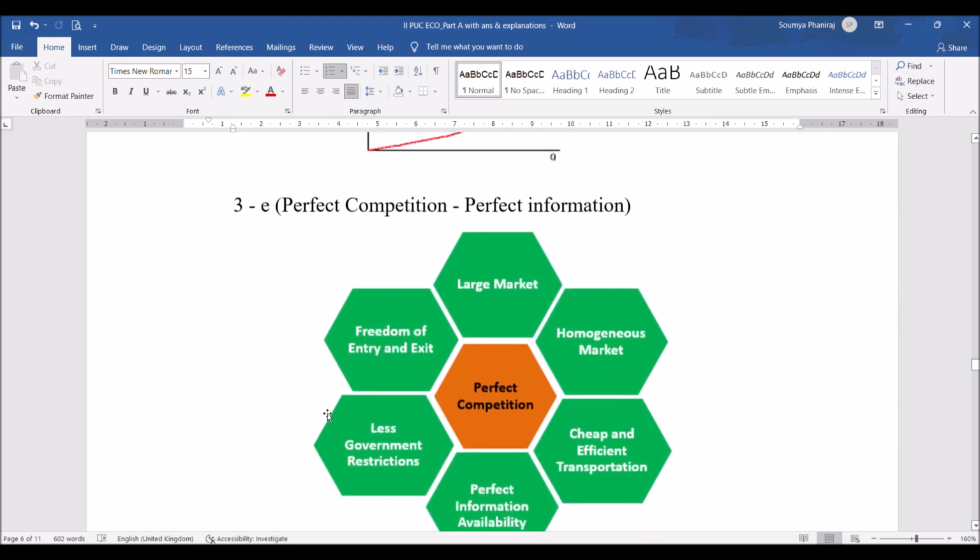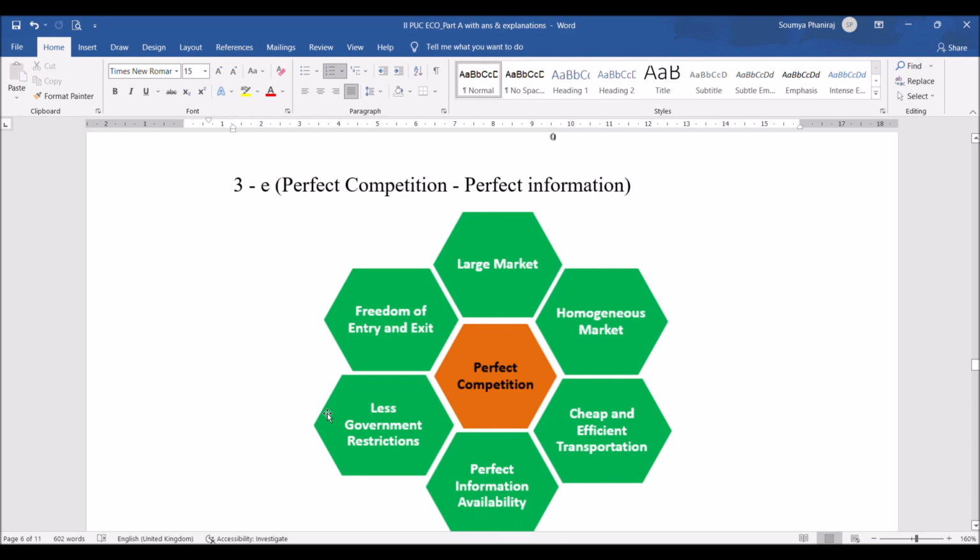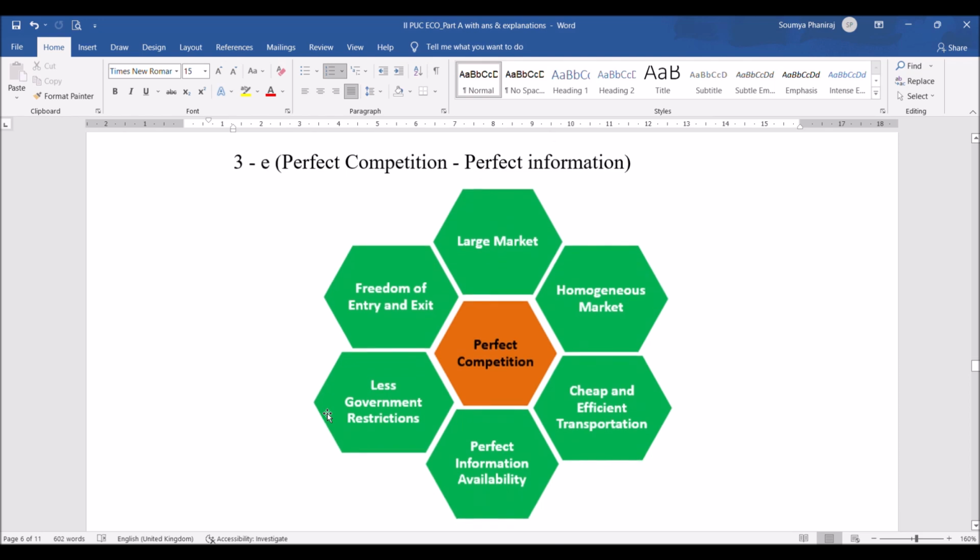So the third match is perfect competition with perfect information. Again, one of the characteristics of perfect competition is having perfect information. These are the other characteristics. You can make a note of it in case you get a different question with perfect competition.